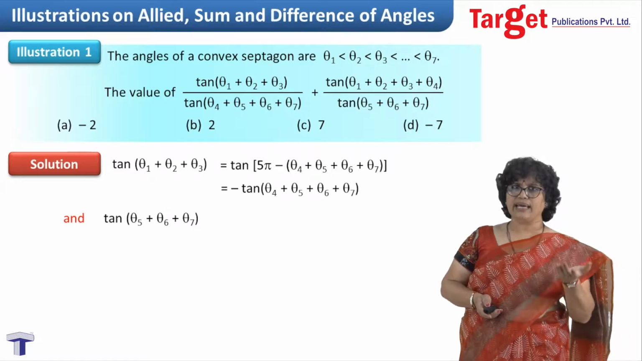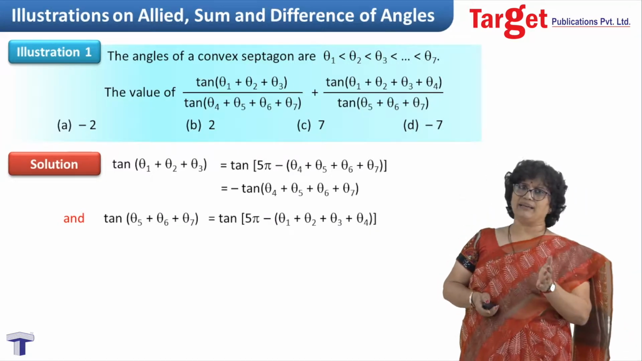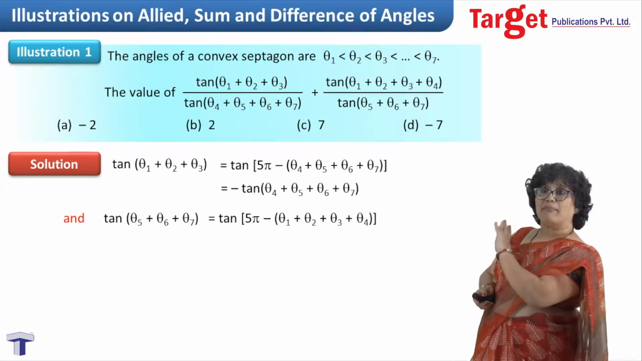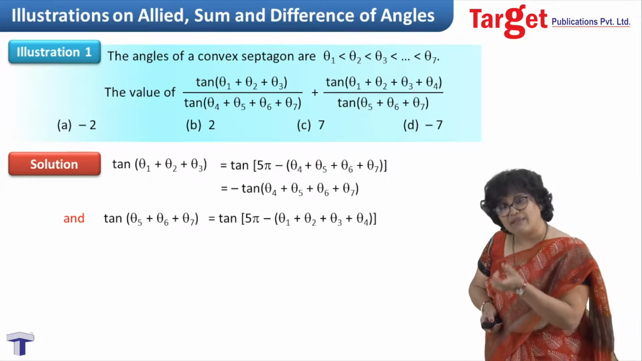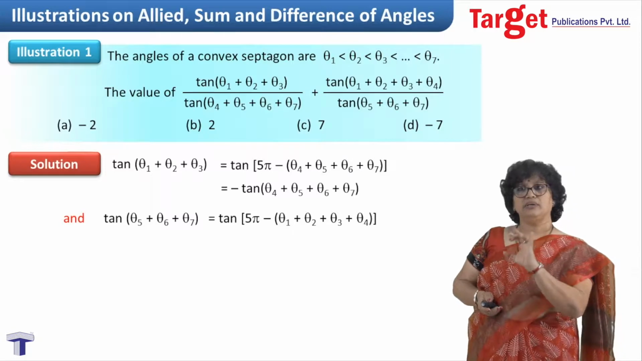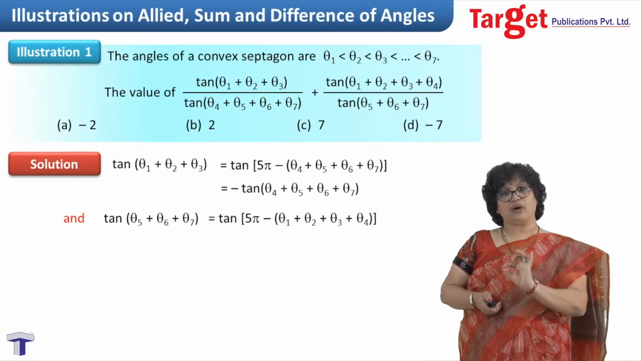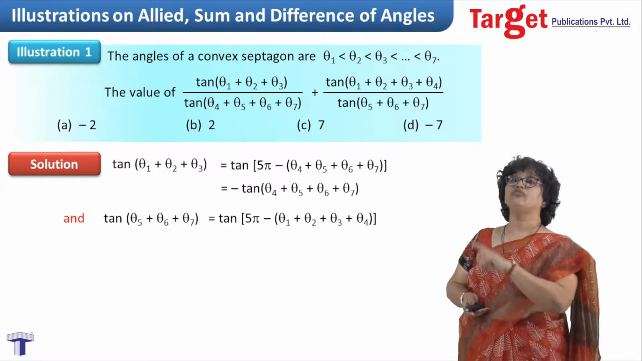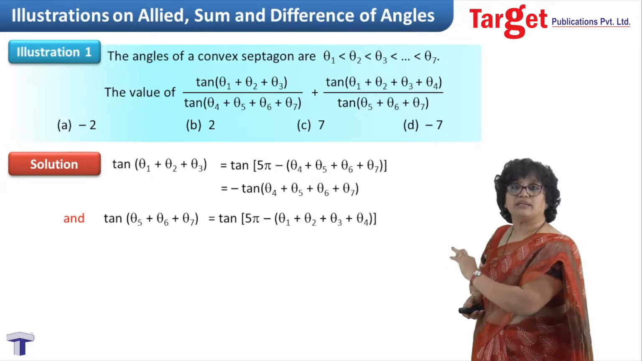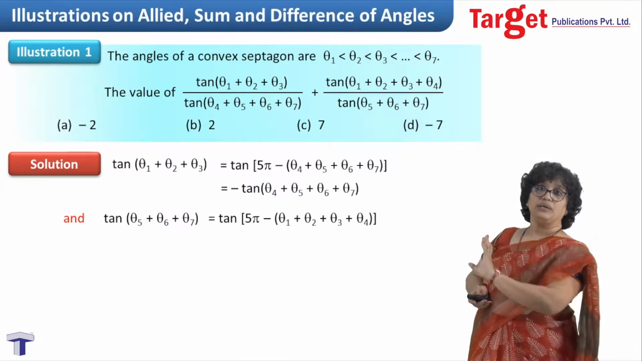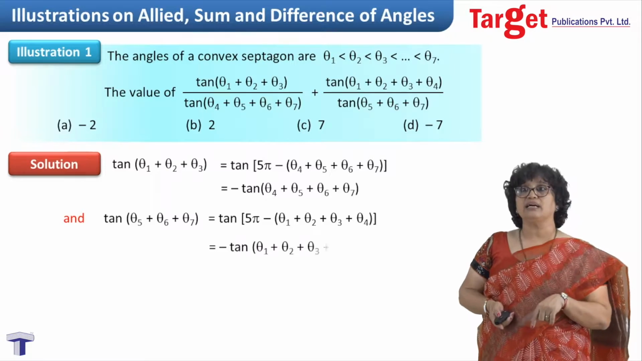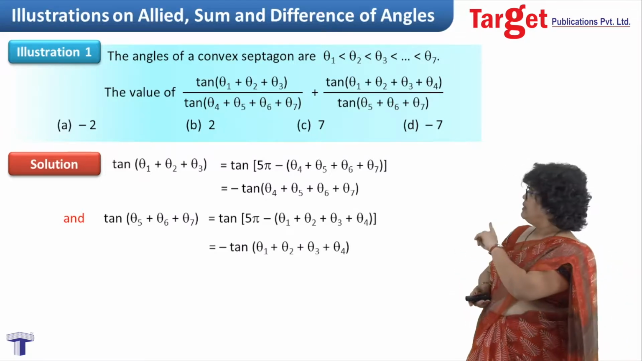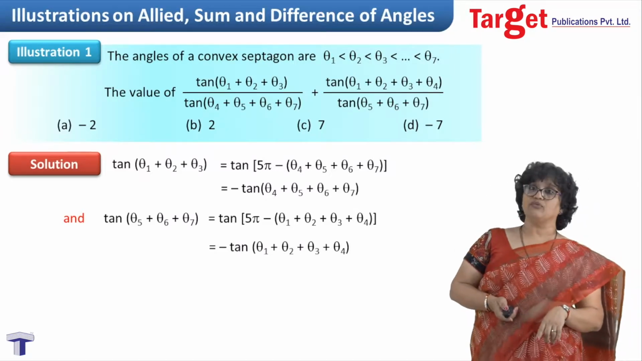Now what would be the idea? The idea would be the same, that I will be writing this as tan of 5 pi minus theta 1 plus theta 2 plus theta 3 plus theta 4. Same logic again, tan is a periodic function. It would be written as tan of minus theta 1 plus theta 2 plus theta 3 plus theta 4. Tan of minus theta is minus tan theta. So this becomes minus of tan of theta 1 plus theta 2 plus theta 3 plus theta 4.